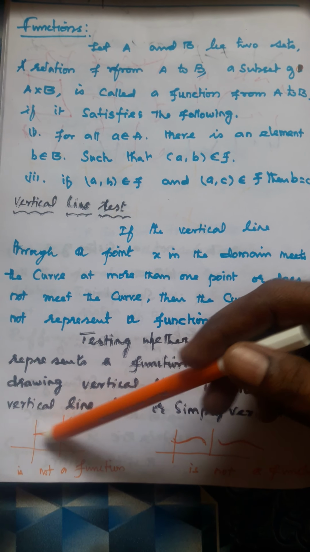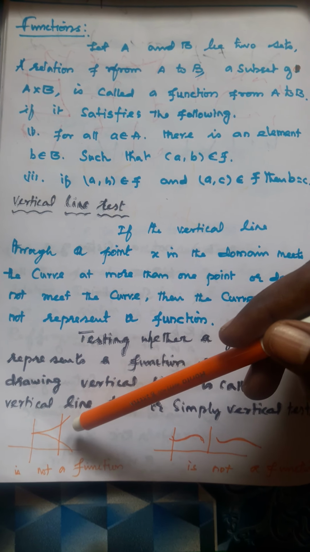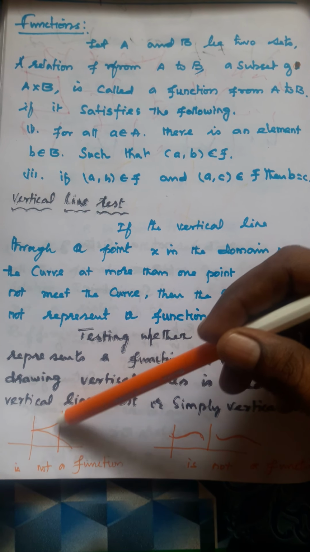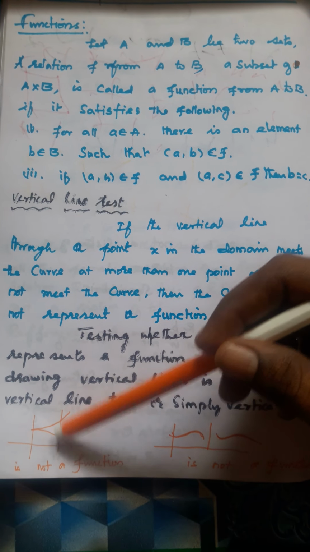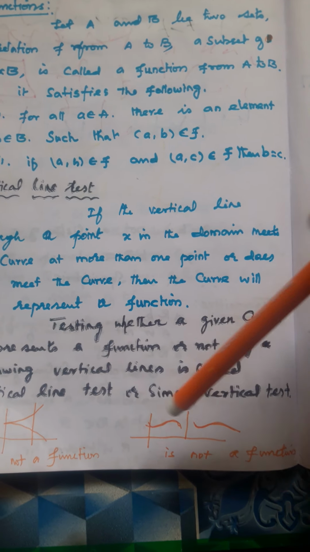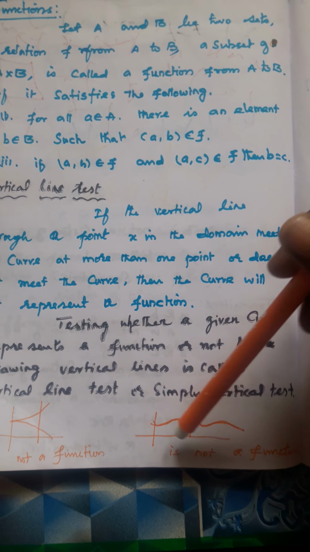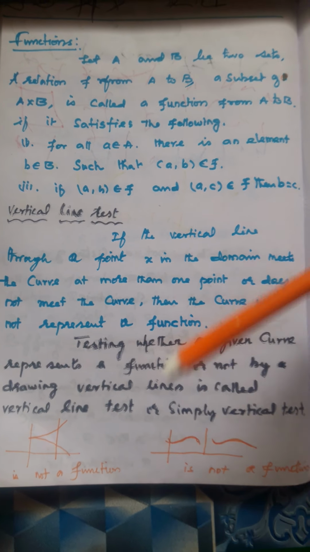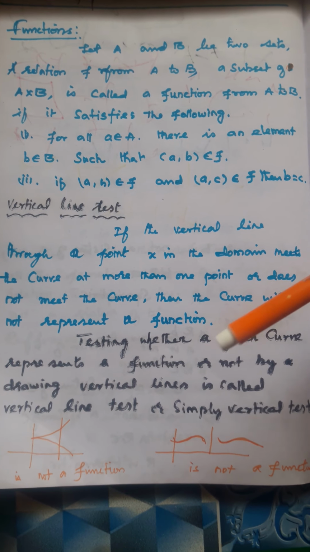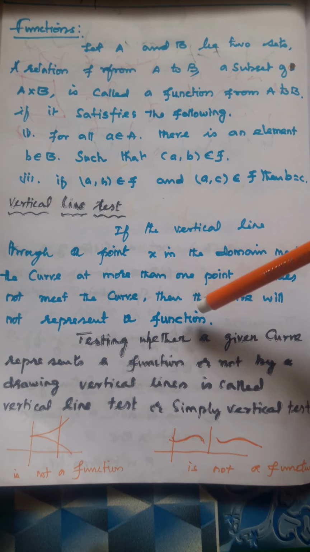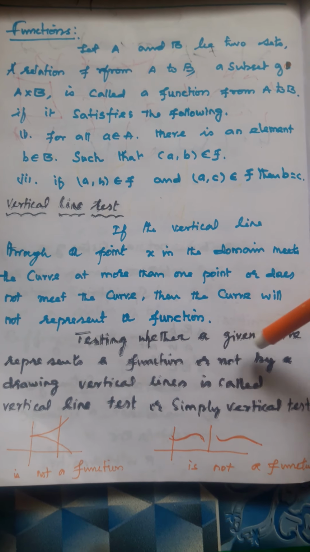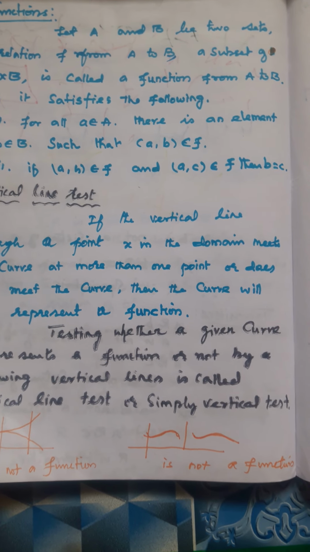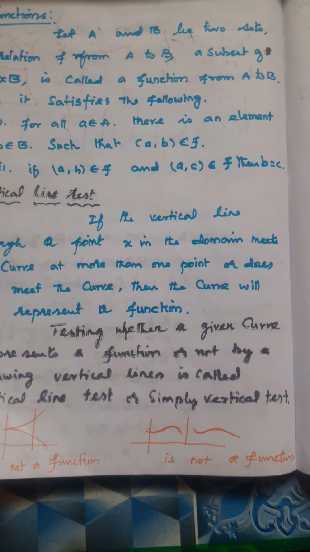Here this is nothing but your parabola, y squared equal to 4ax or y squared equal to x. So the curve will be like this. When you are drawing the line, it meets the curve at 2 points, so it is not a function. Like that, here you have a break in between the curve, but when you are drawing the line, it will not meet the curve. So this also is not a function. Your question sometimes: define vertical line test. Testing whether a given curve represents a function or not by drawing vertical lines is called the vertical line test, or simply vertical test. This is one of the simple ones.